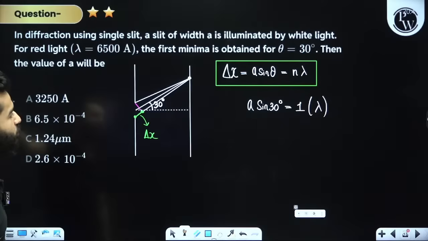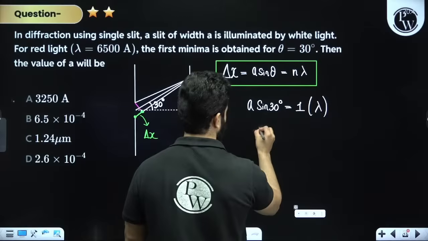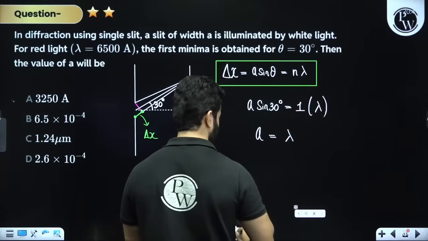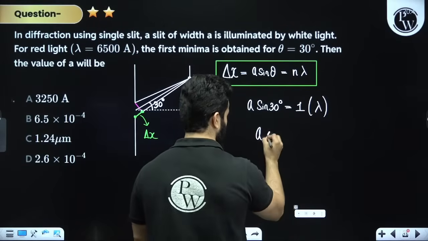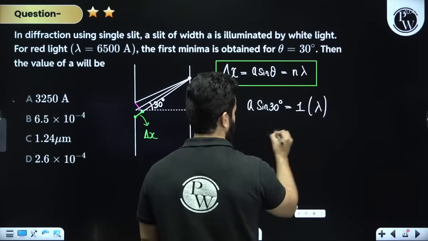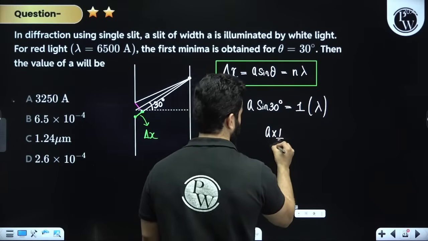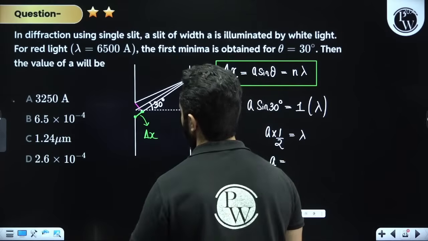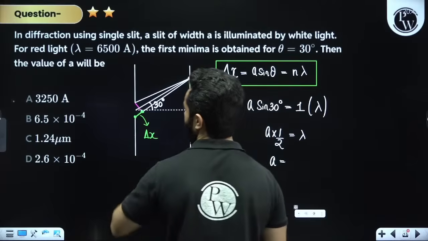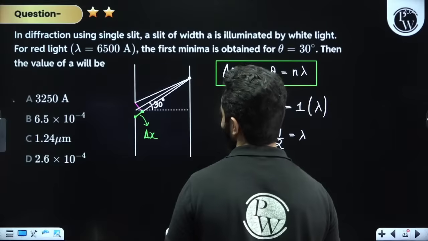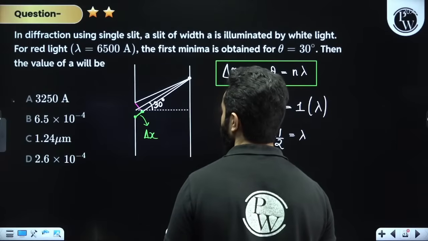A sine theta is equals to n lambda. What else? That's it here. So a will be equals to lambda multiplied by 2, because this will become a into 1 by 2 is equals to lambda, and a will be simply 2 times of this value. I think nothing else is given. Got it? Clear?